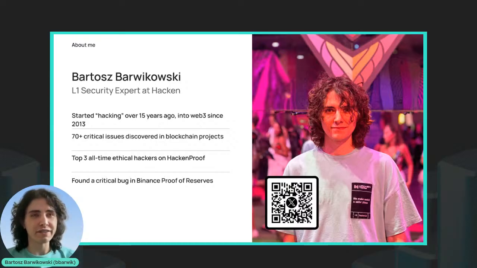And 3 years ago, I started working for Hacken as a layer 1 auditor. During that period, I found more than 70 critical issues, for example in Binance proof of reserves, or an issue which allowed, in theory, to steal $1.1 million from a lending protocol. I was doing a presentation about that, a webinar, 2 or 3 weeks ago. It's pretty interesting, I recommend to check it.